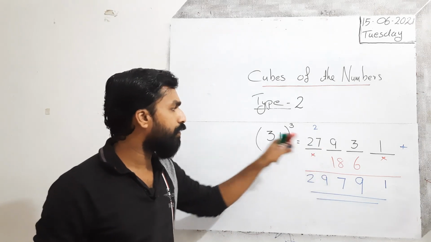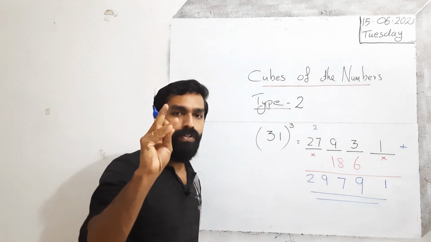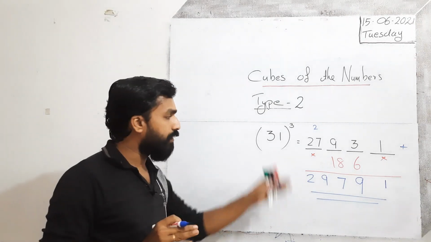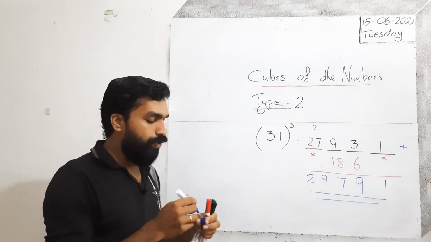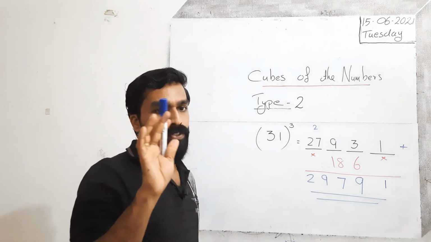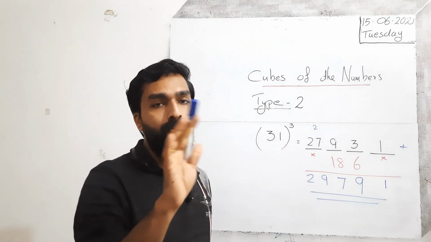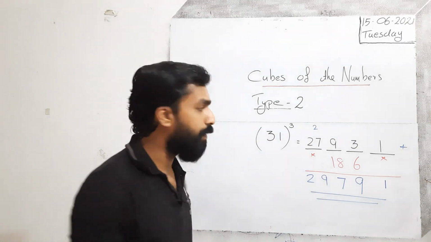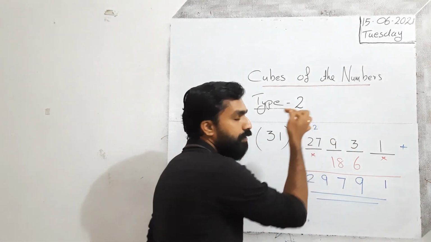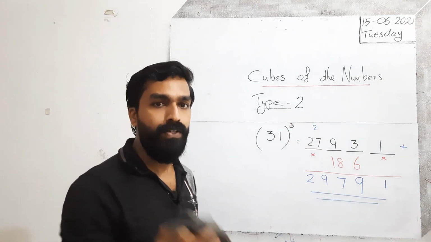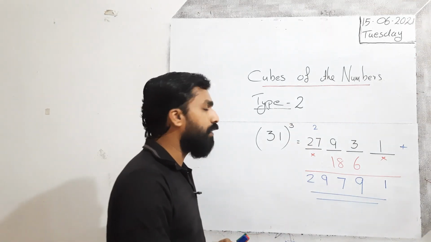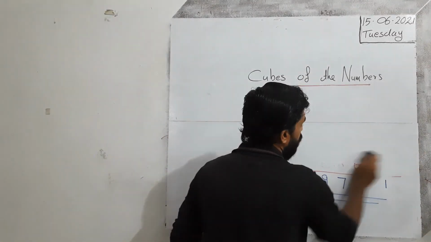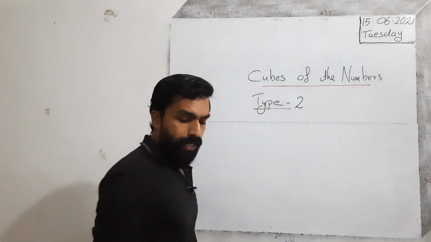The same method you can use for 21, 41, 51, 61, 71, 81 and 91 to find their cubes. Remember one thing: you have to study the cubes of the numbers 1 to 9 properly, then only you can do these problems, because here we are finding the cube of 3, that means 3 into 3 into 3. Next is type 3.